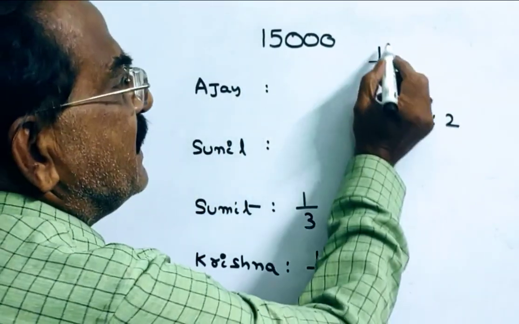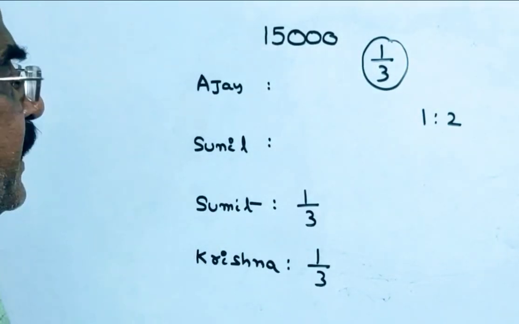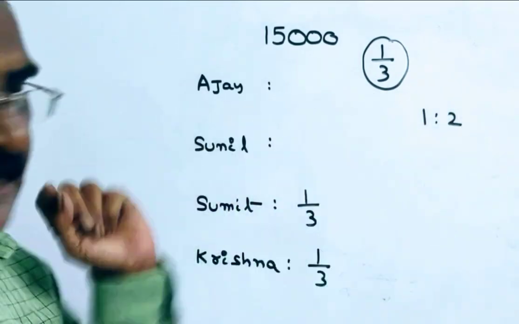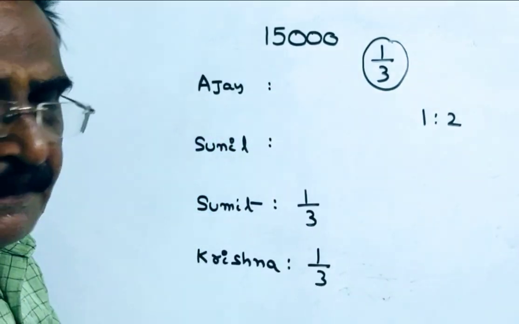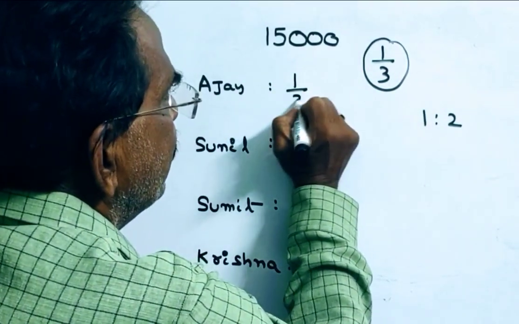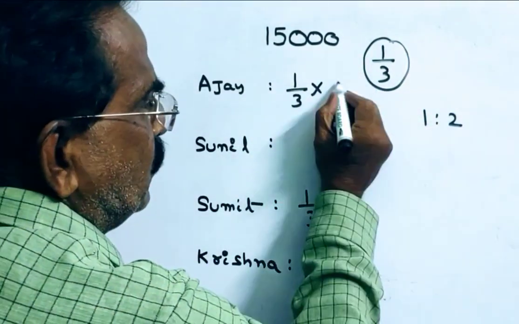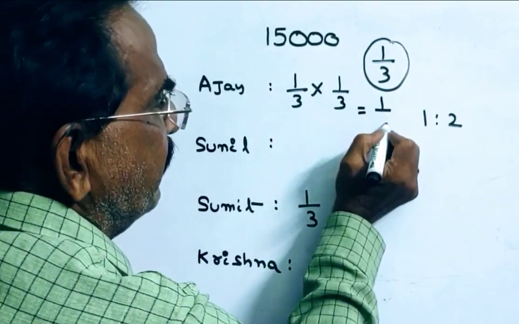Friends, this 1 by 3 must be shared by Ajay and Sunil in the ratio 1:2. So let us divide 1 by 3 in the ratio 1:2. Ajay's share is 1 by 3 into 1 by 1 plus 2, that is equal to 1 by 9.